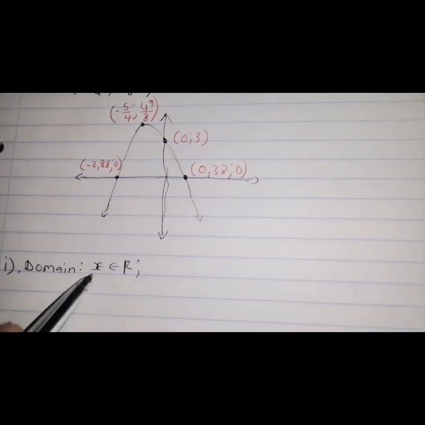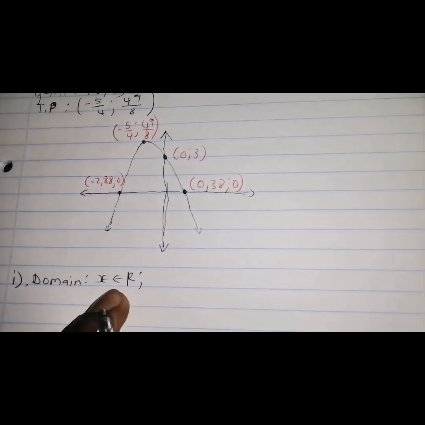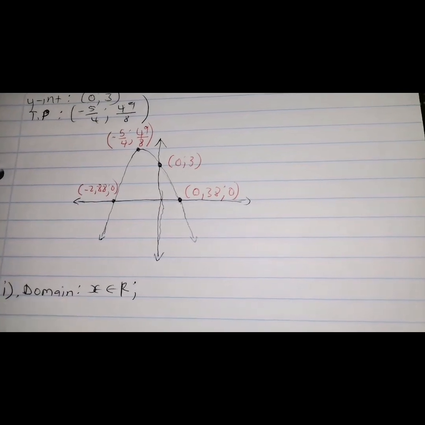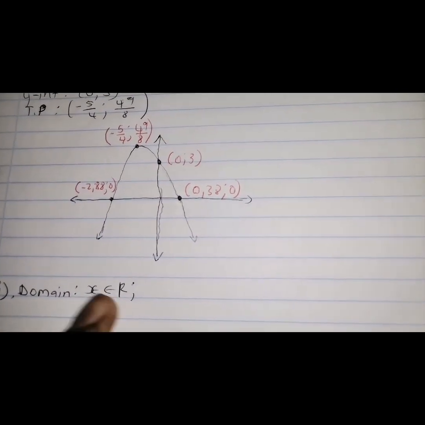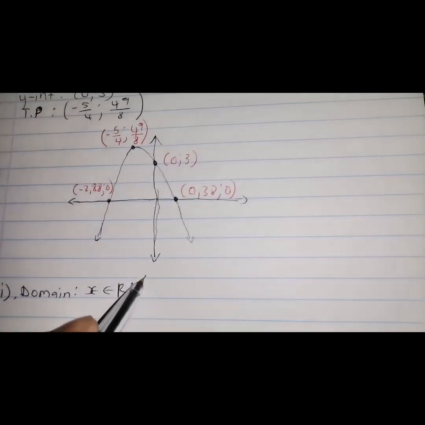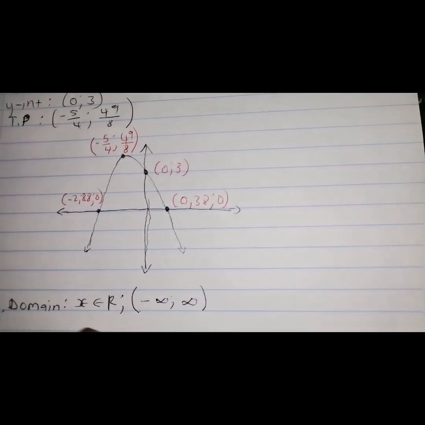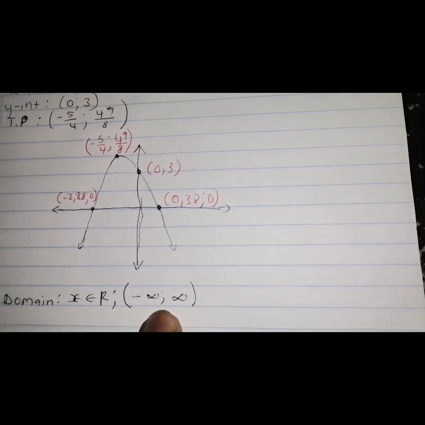So now you can just end your domain here. For all parabola and straight line graphs, the domains are the same. X is an element of the real numbers, then you are done. You can just add the interval, it's not a problem: negative infinity to positive infinity, then you are done. You can just end here or add negative infinity to positive infinity.